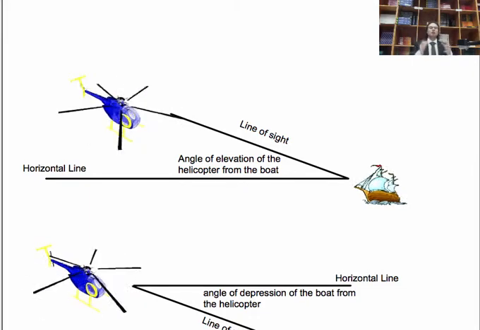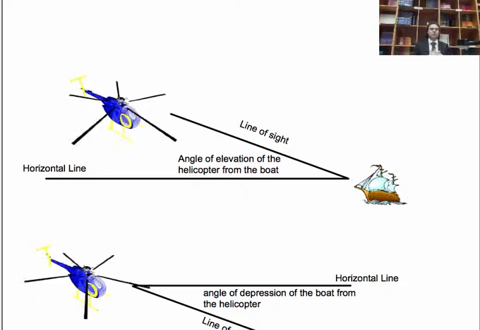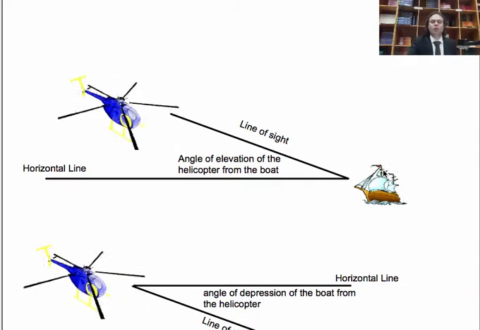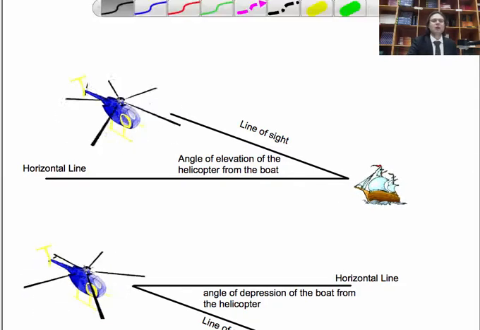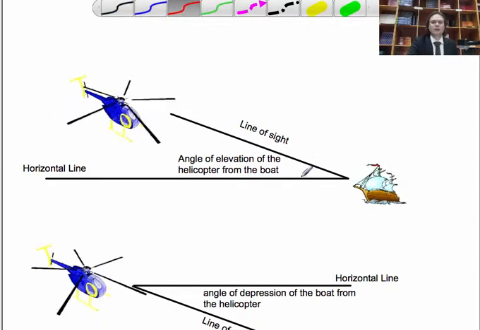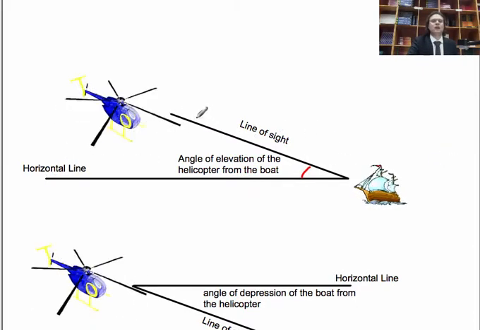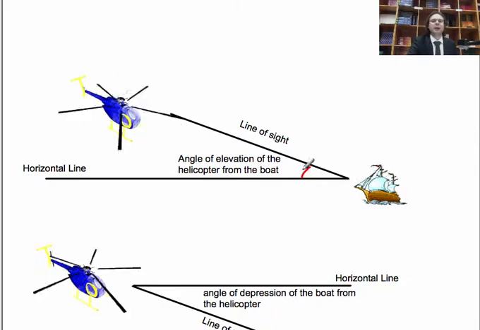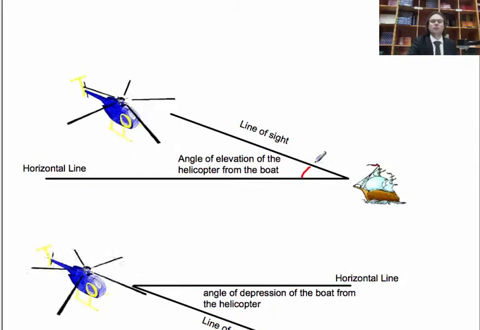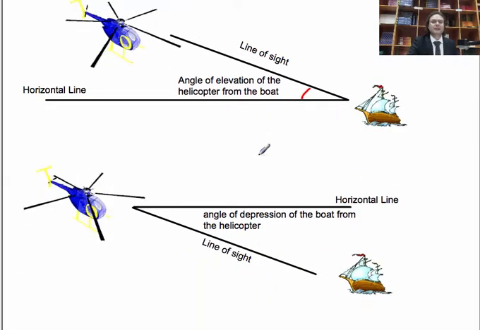So now we're going to look at two definitions here. We have angle of elevation and angle of depression. Well, the first one here is an example of angle of elevation. So we're looking from the boat to the helicopter. So how do we find the angle of elevation? Well, I must look at this angle, put in color, right here. So I go straight horizontal and then straight up to the helicopter, and that gives me my angle of elevation.